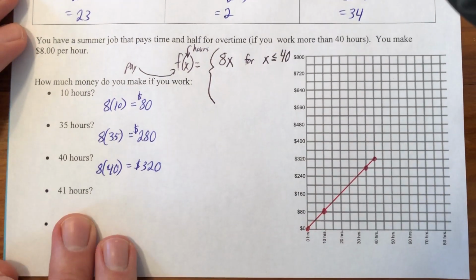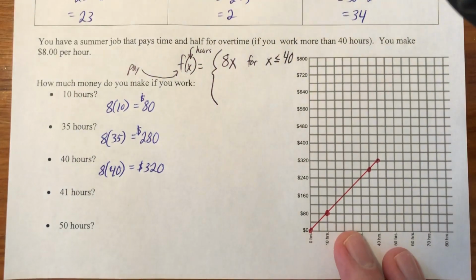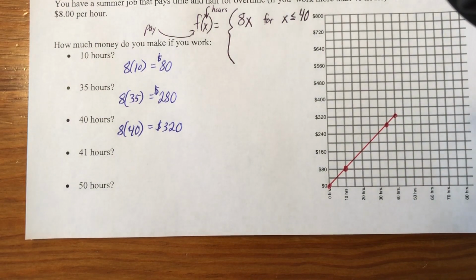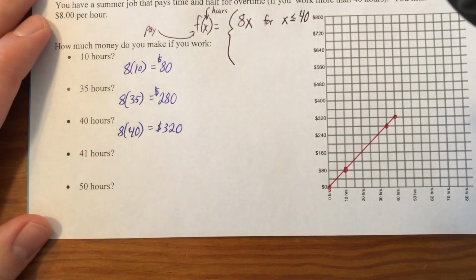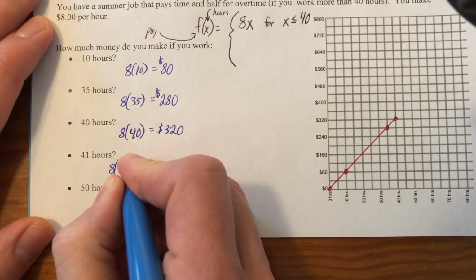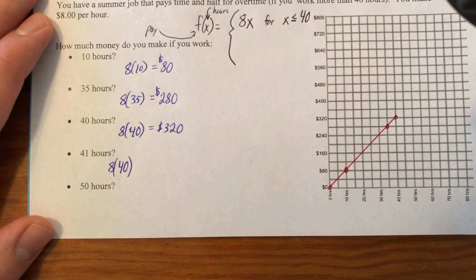Okay, so now we're going to go and work some overtime. So we have now just worked 41 hours. Well, how much did I earn? I don't know. Let's find out. So if I worked 41 hours, then, well, let me tell you what I did do. I worked 40 hours. And then I worked another hour.